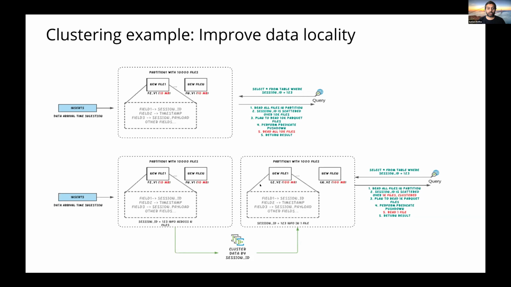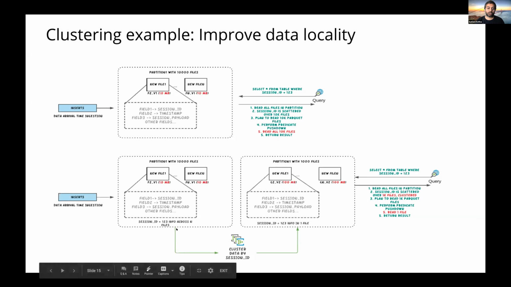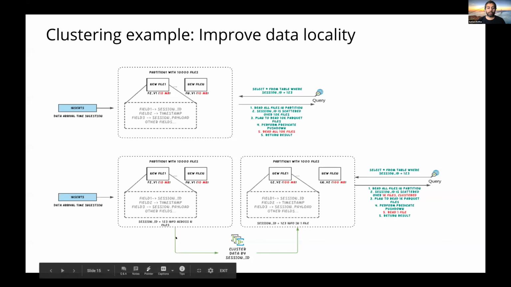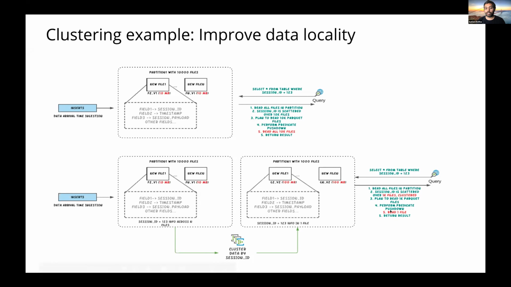Now let's look at the next row. This example shows how clustering works. We have the same initial data set with 10,000 files, and this data is based on arrival time. But users can request to cluster data by session ID, so the entire data in this partition is sorted by session ID, and the number of files having this session ID will be 1 or 2 in the worst case. This improves query performance significantly because now the query engines only need to process and read one file. The remaining files are efficiently pruned from the query plan.